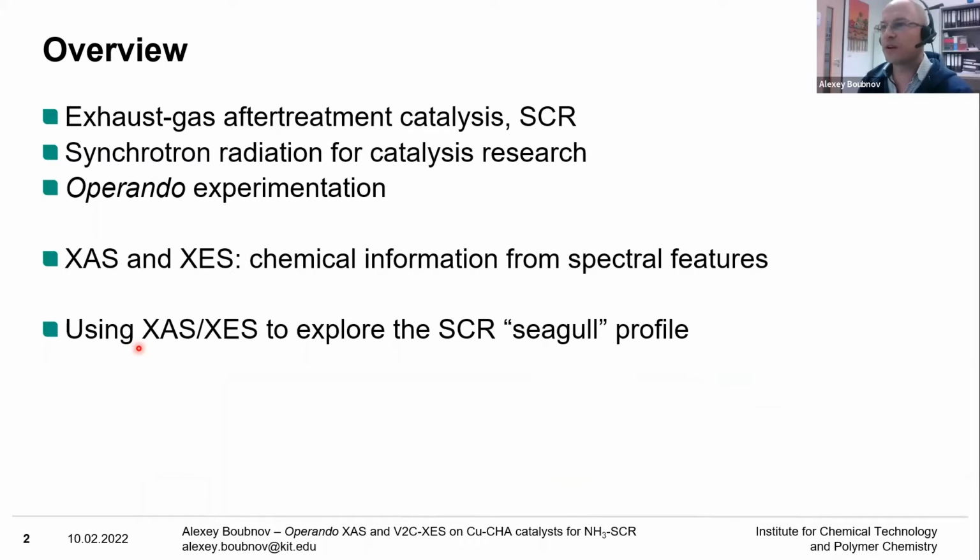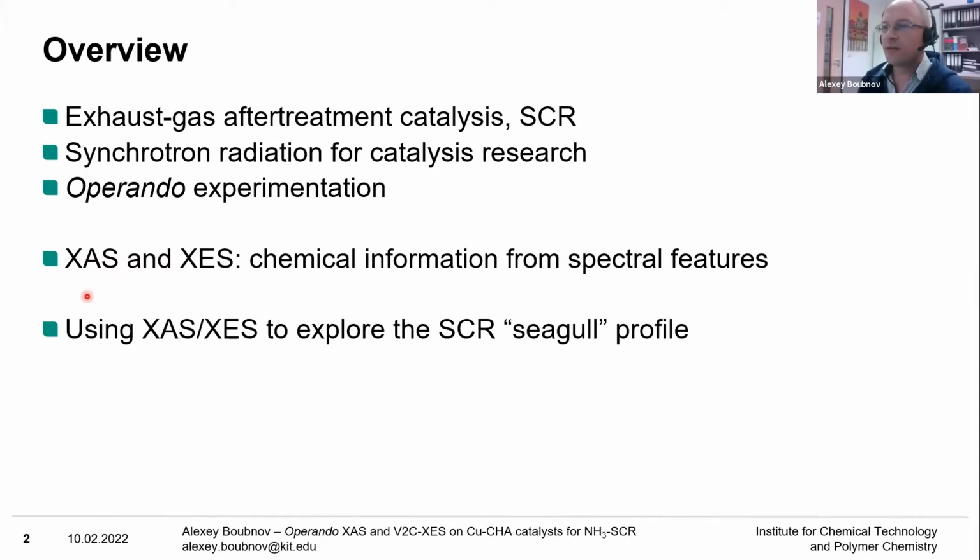First, in the first part of the talk, I will give an overview of exhaust gas after-treatment catalysis and specifically the selective catalytic reduction of nitrogen oxides, relate that to the use of synchrotron radiation, how it's used in catalysis, specifically for Operando spectroscopy, and introduce the method of Operando experimentation that we use. In the second part of the talk, I will give insight into what chemical information we can get from the spectral features of X-ray absorption spectroscopy and X-ray emission spectroscopy.